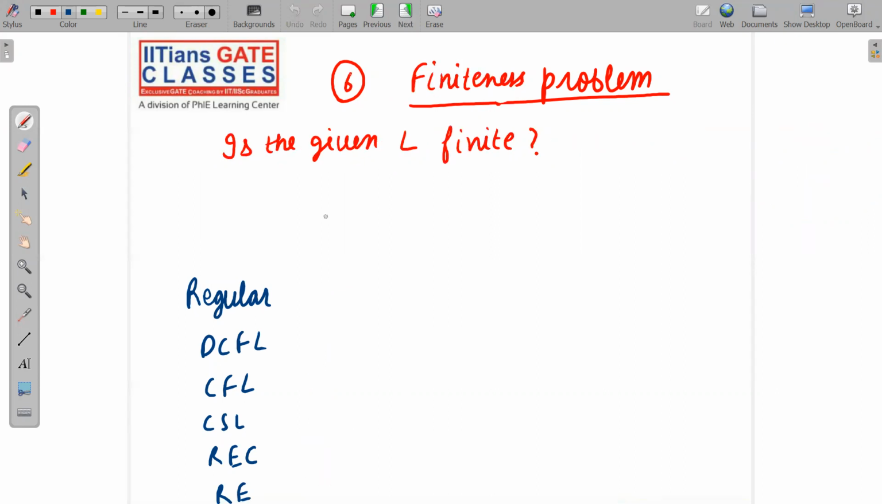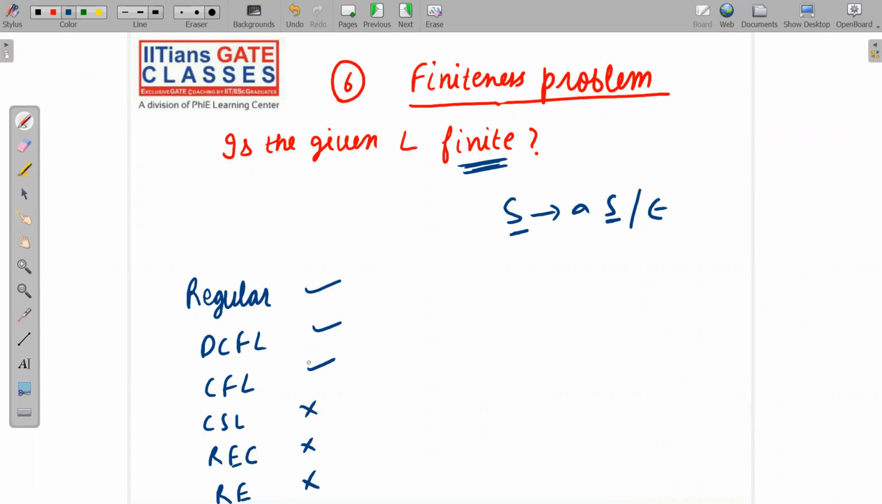Next is the finiteness problem. The finiteness problem says, is the given L finite? Again, it will be decidable for regular, DCFL and CFL. For CSL, REC and RE, it will be undecidable. So how will you prove it? I'm just giving you a hint. If we say S implies AS or null, there is a recursion, so it will produce an infinite language. So there should be no recursion like this.